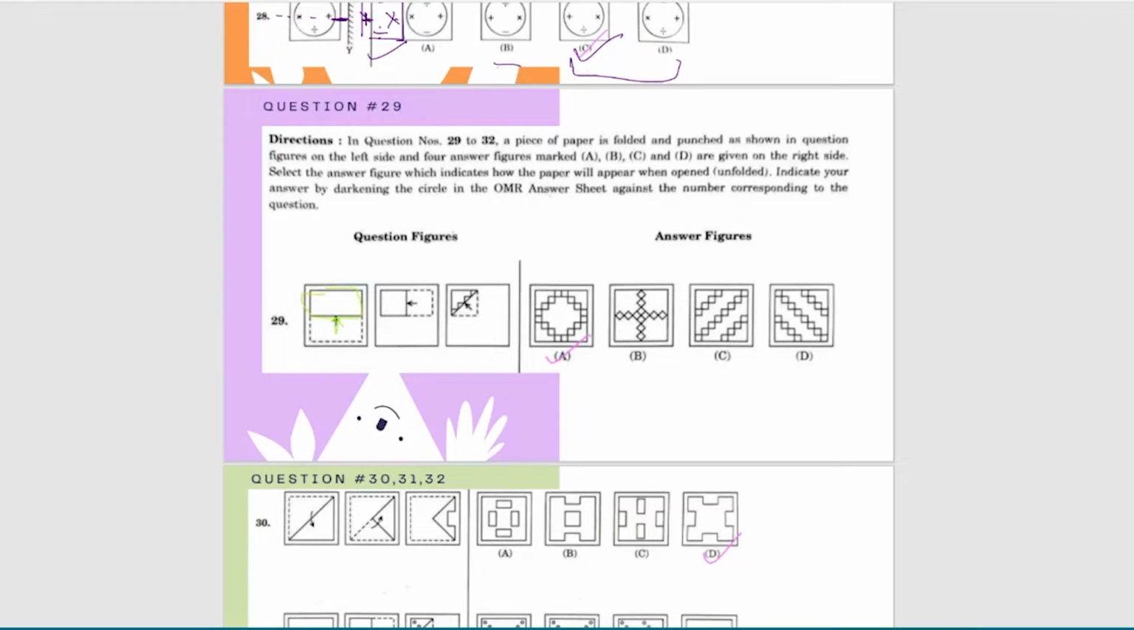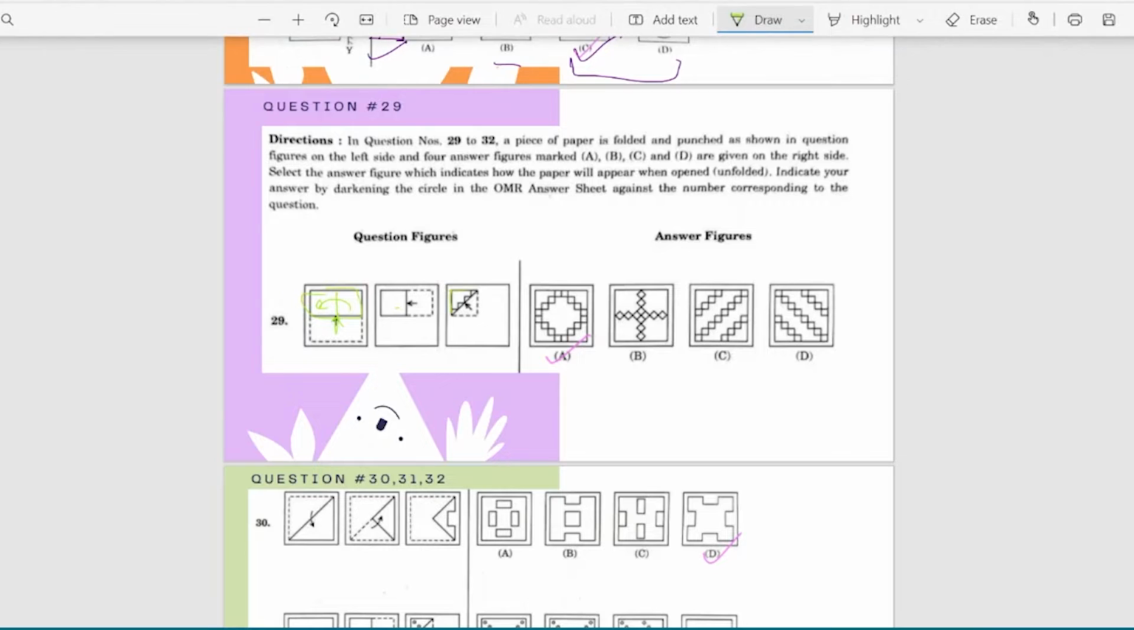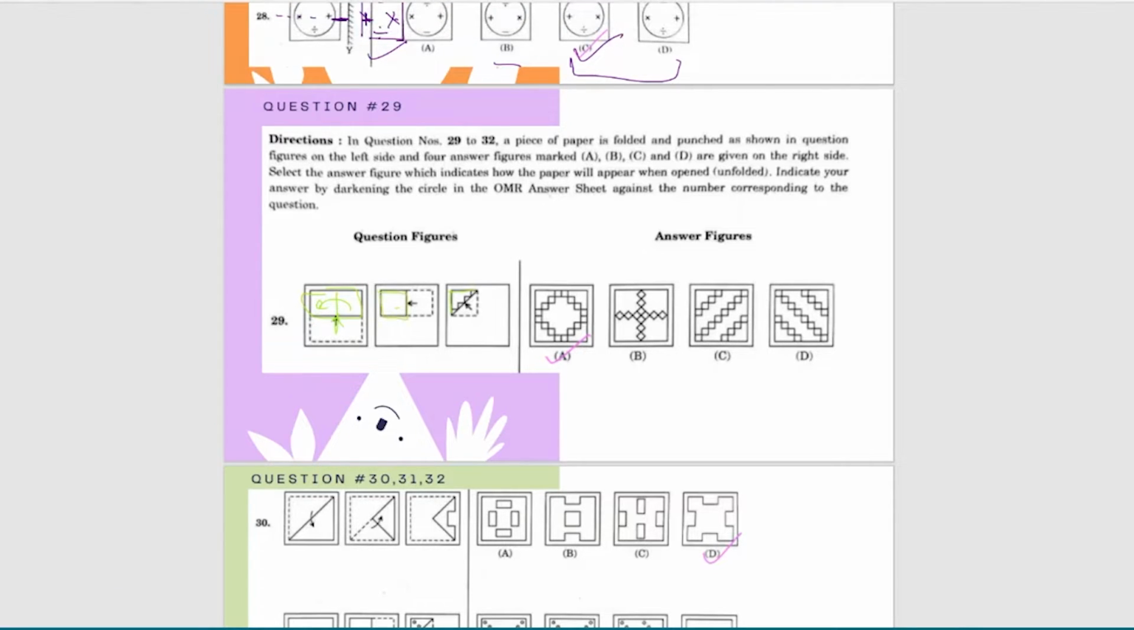Alright, so first we folded in this direction, then we can see in the second figure that we have folded in this direction too, right? And then finally we had gotten this, and now again we have folded to make it a triangle. So finally we are getting this. And then what have we done? Over here you can see that we have punched a hole in it in this design.